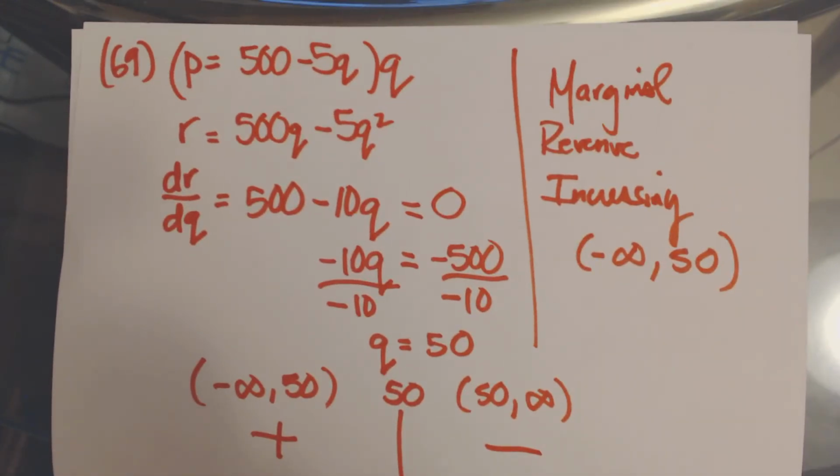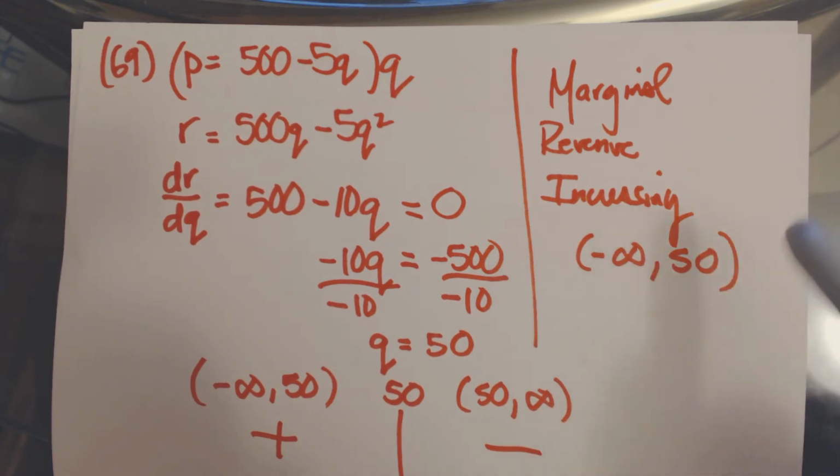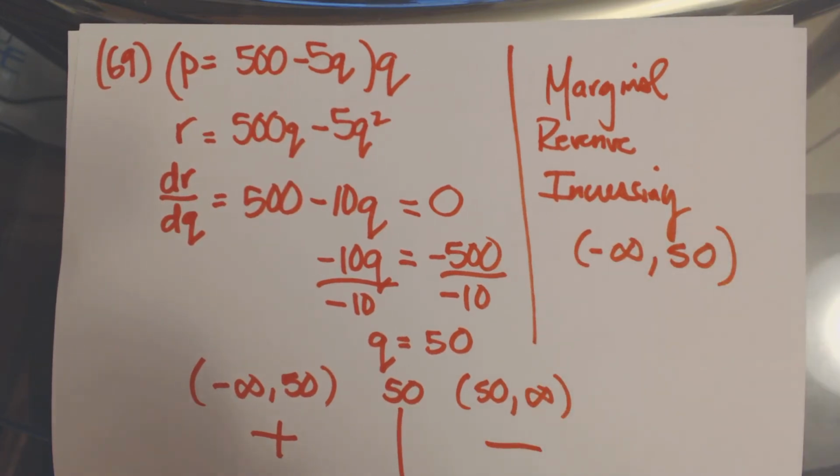So marginal revenue is increasing between the values of negative infinity and 50. And because quantity can't be negative, it's really between 0 and 50. So when a firm that faces this demand function is producing between 0 and 50 units, their marginal revenue will be increasing, and afterwards their marginal revenue will be decreasing. All right, we are done with that one, and we are done with this section.